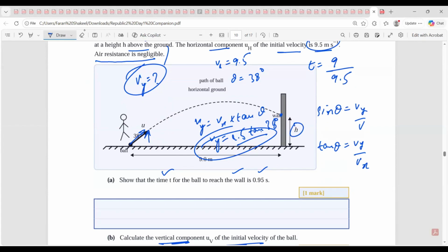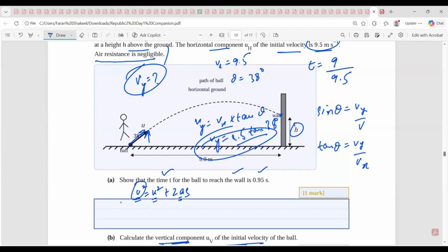Wouldn't you use v squared equals u squared plus 2as? For example, if I'm going to use v squared equals u squared plus 2as, you've got the initial component of the vertical velocity. You've got a as well. But how would you get me the final velocity when the ball is moving in a vertical direction? We never know that. We do not have the final velocity.